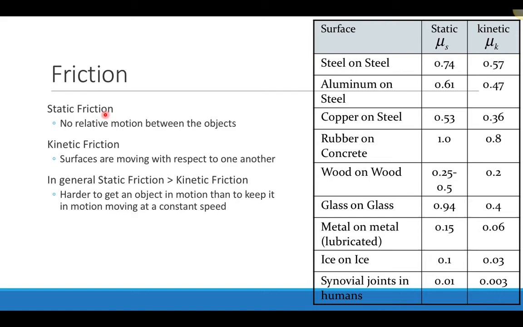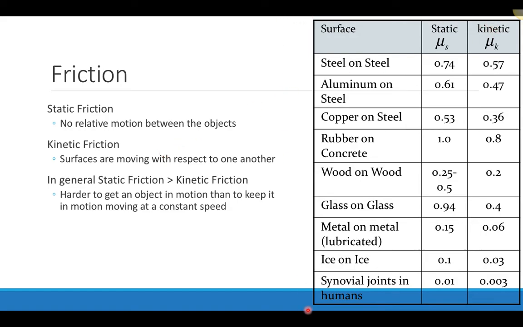Now, when you push on an object and it does move across a surface, then kinetic friction takes over because the surfaces are moving with respect to one another. In general, the amount of static friction between two surfaces is greater than the amount of kinetic friction. And the easiest example I can think of is that it's harder to get an object in motion versus keeping it in motion at a constant speed. So again, back to the couch. That couch was really heavy and you're trying to move it across the floor, and it was really hard to get it going, but once you get it going, you want to keep it going because it's easier to keep it moving versus stopping again and starting.